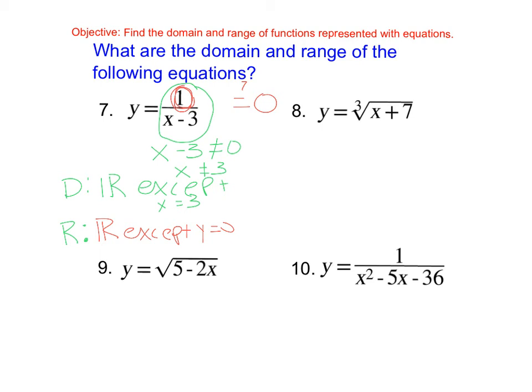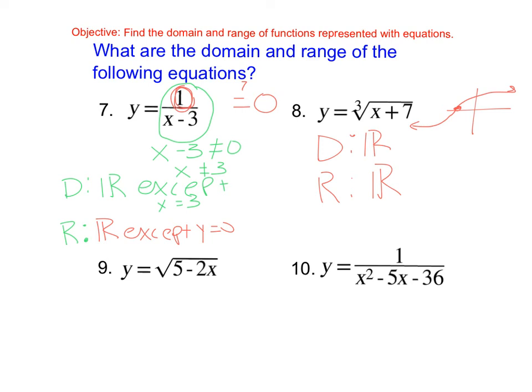All right, so the number 8 and 9 you should have been able to figure out, right? Domain first and then range. So what's the domain? What can you not plug into a cubed root? Well, if we plotted this, right? Negative 7. Is there anything you can't plug into that? Nope. All real numbers.